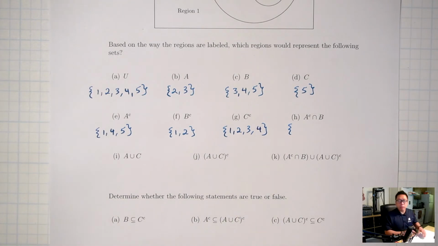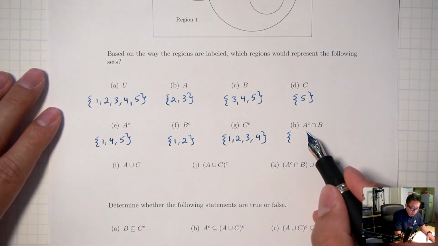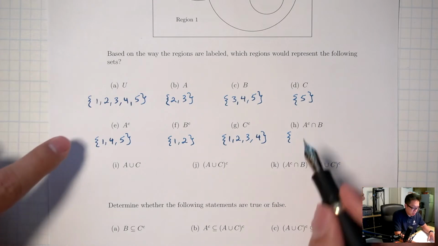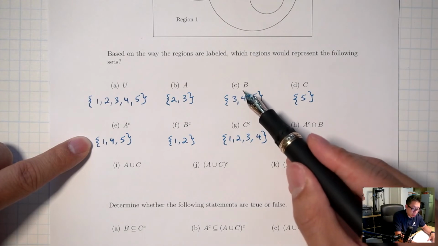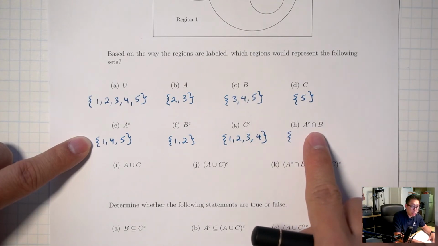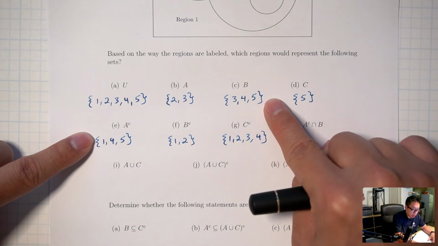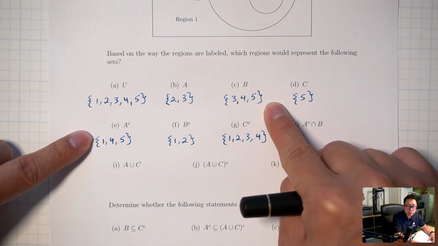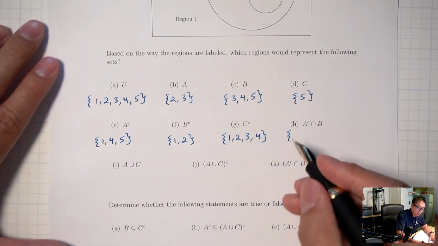All right, so now we get to talk about the unions and intersections. This is A complement intersect regular B. Look for A complement. A complement is right here, part E. Regular B is right here, part C. What I want here is intersection, which is the overlap, which means what numbers are in both sets at the same time. So A complement and regular B, what numbers are in both of these sets at the same time? Looks like it's 4 and 5, right? 4's in both, and 5's in both. So 4 and 5.